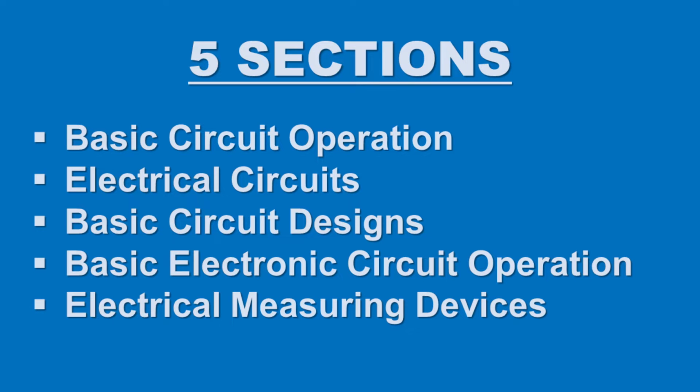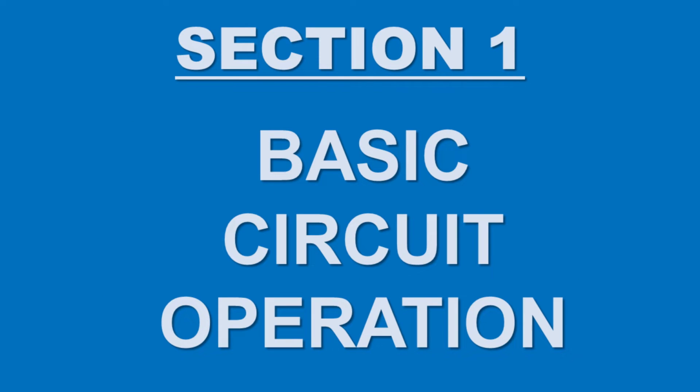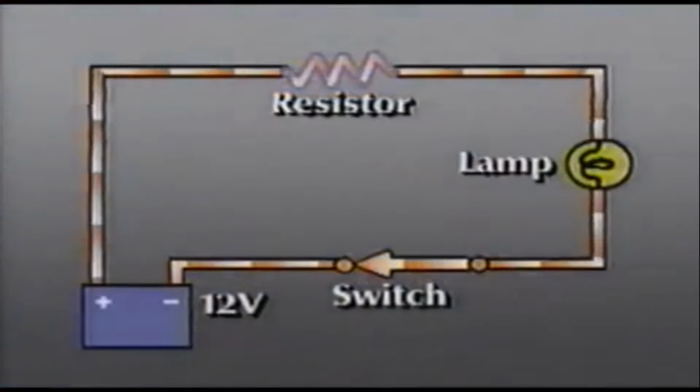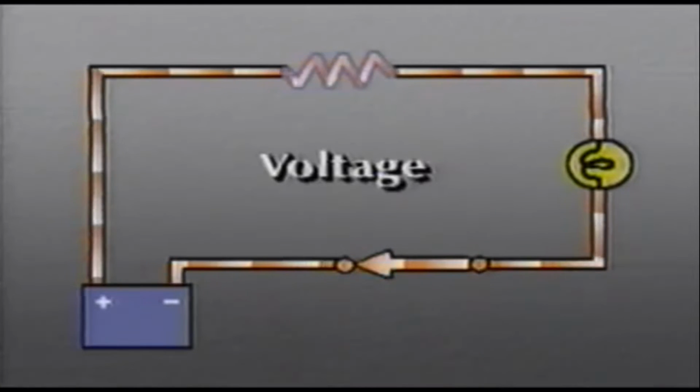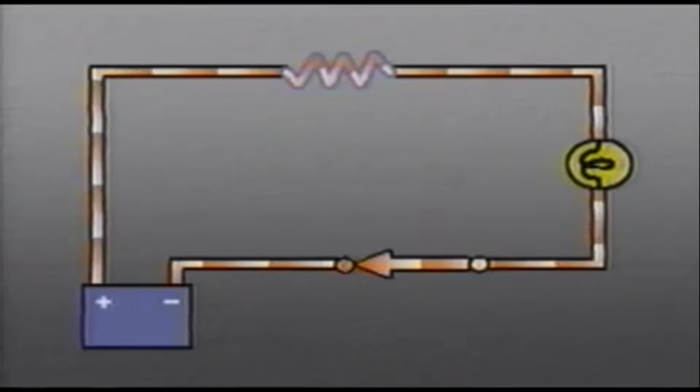This self-study course is divided into 5 sections: basic circuit operation, electrical circuits, basic circuit designs, basic electronic circuit operation, and electrical measuring devices. To begin, we'll start with a quick overview of basic electricity. The basic elements of all electrical circuits are current, voltage, and resistance.